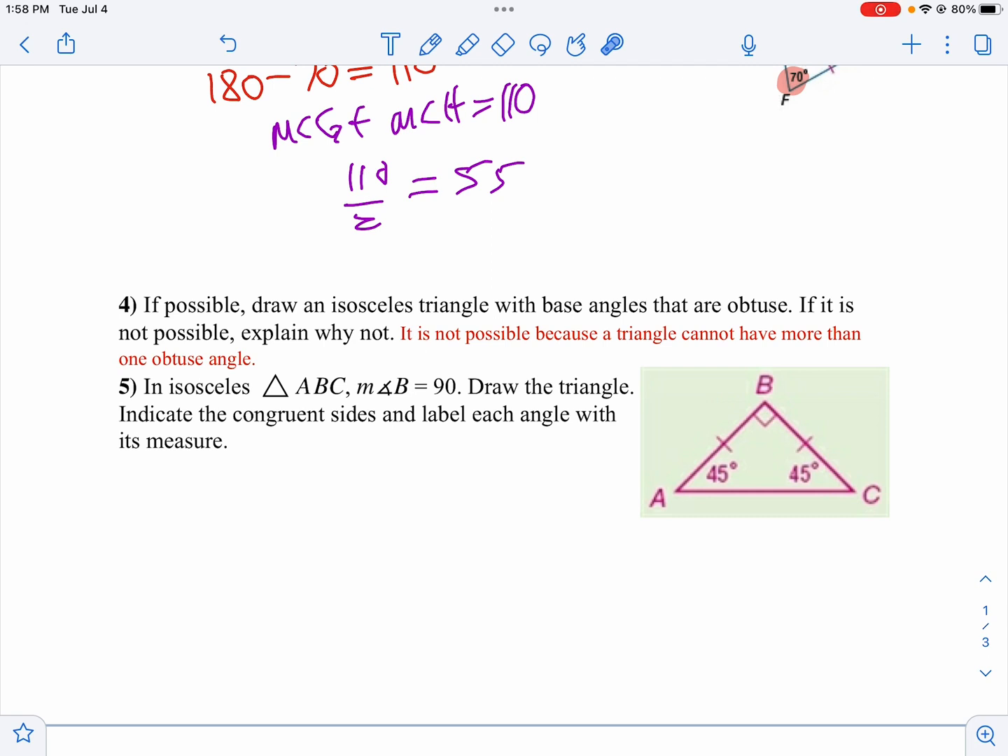Number 5, I've drawn this out for you here. We've got an isosceles triangle. Angle B is 90. That means each of my base angles are 45 degrees, and therefore we have it.